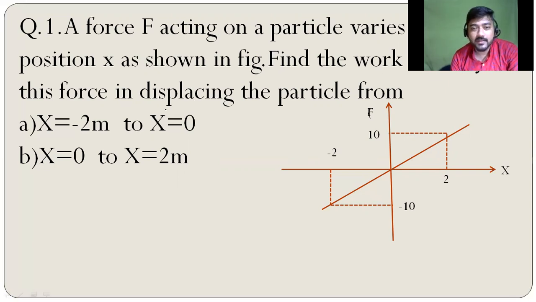Find the work done by this force in displacing the particle from x is equal to -2 meter to x is equal to 0, and from x is equal to 0 to x is equal to 2 meter. So this is x is equal to -2 and this is x is equal to 0, and this is x is equal to 0 and this is x is equal to 2. We have to find the work done by this force. So how can we find the work done? Let me find it for case A.